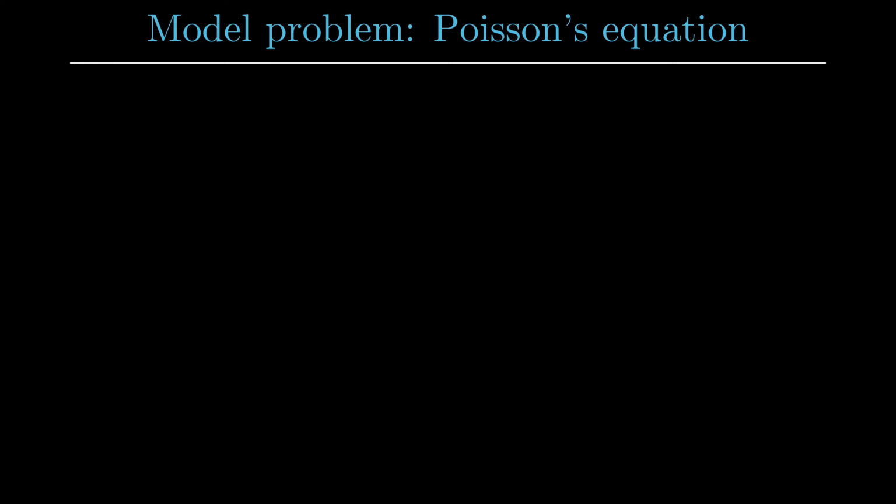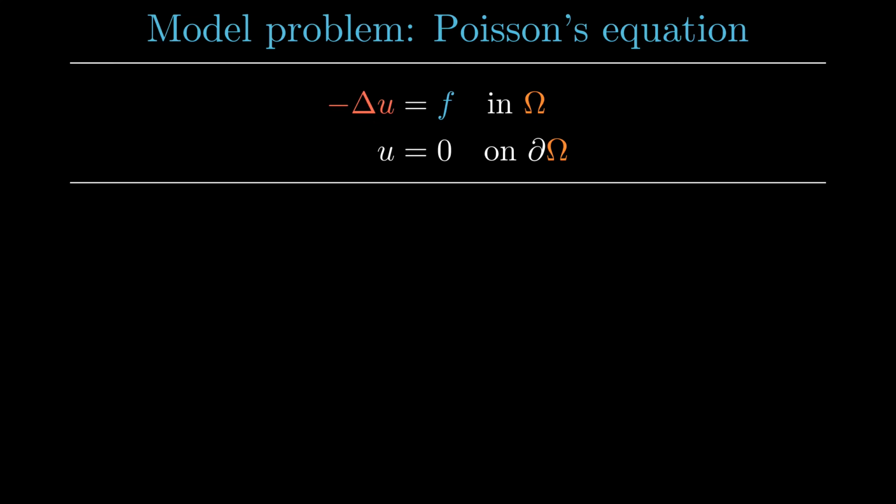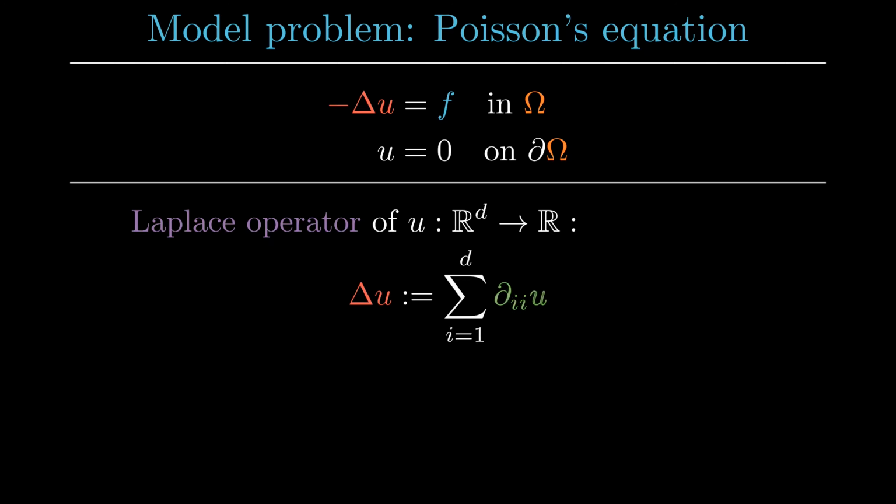Model problem: Poisson's equation. Let us now analyze our model problem, Poisson's equation. It reads minus Laplace u equals f in the domain omega and u equals 0 on the boundary of the domain. Now we have to specify how the Laplace operator is defined. It all depends on the dimension d of the domain of the function u.